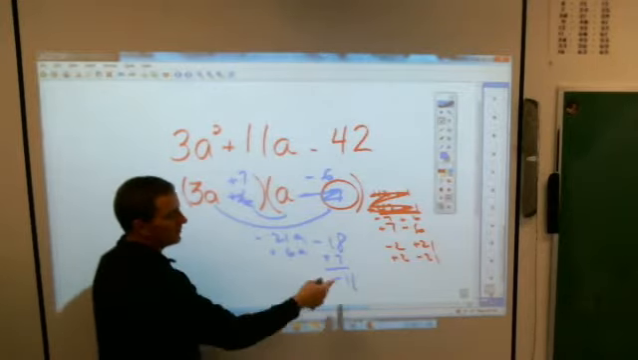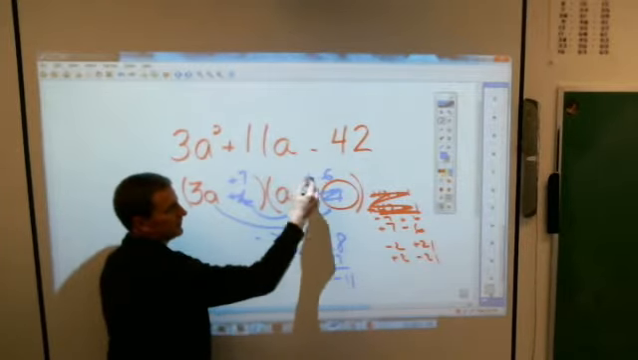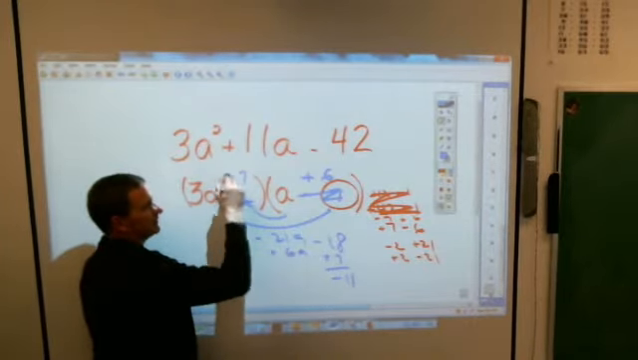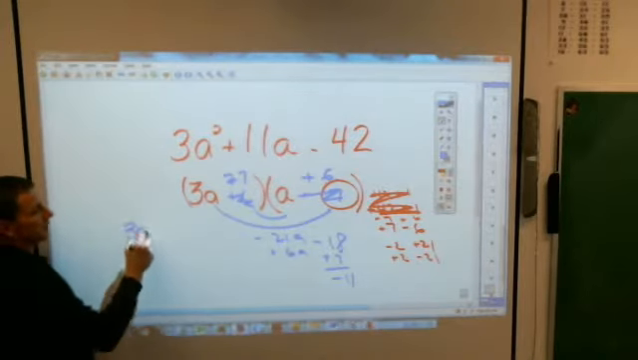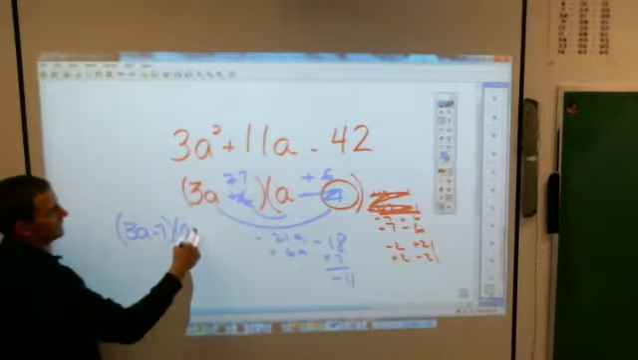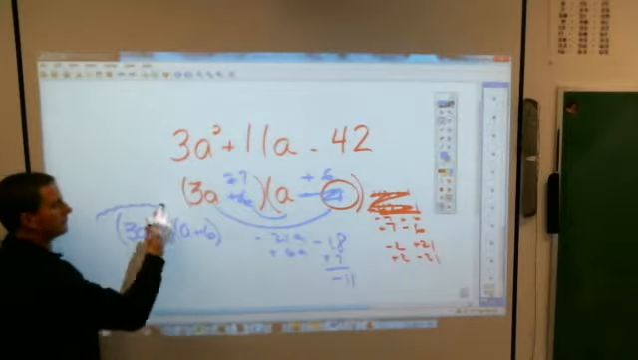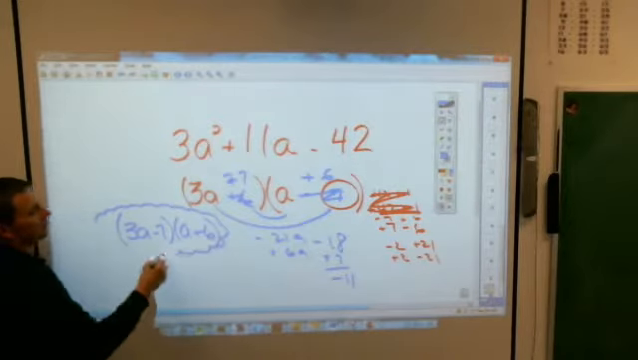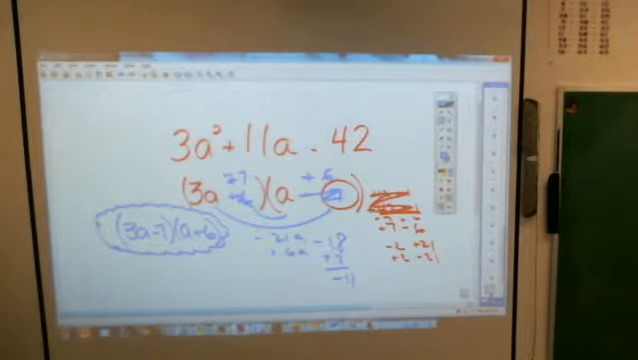Is that what I want? No. But if you come up with the opposite, all you have to do is flip the signs. Make this the positive and make this the negative. So your answer ends up being 3a minus 7 times a plus 6. There could be no more exciting mathematics you could ask for than this.